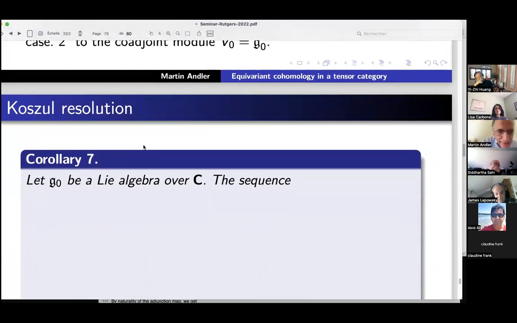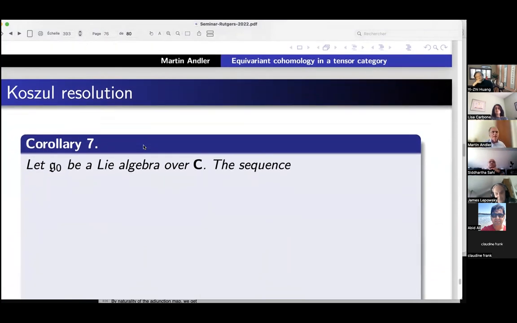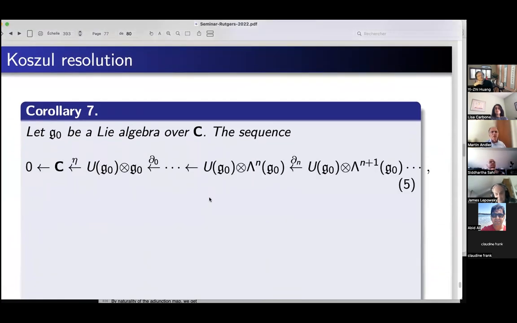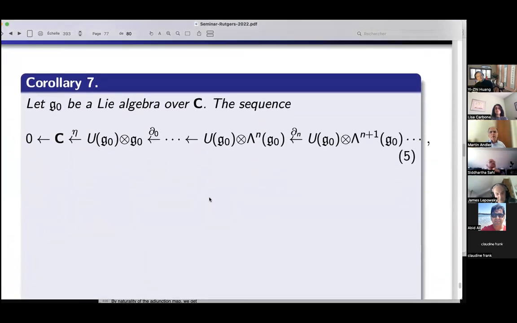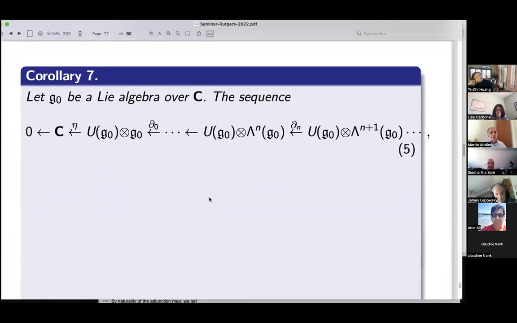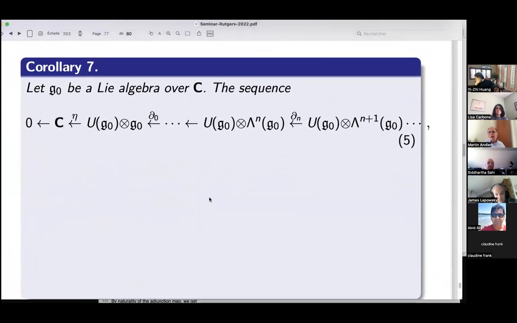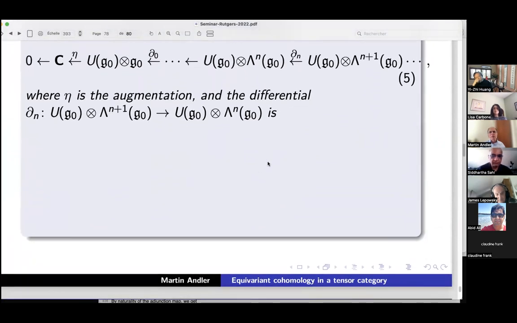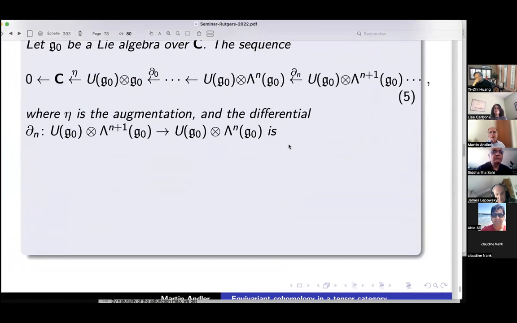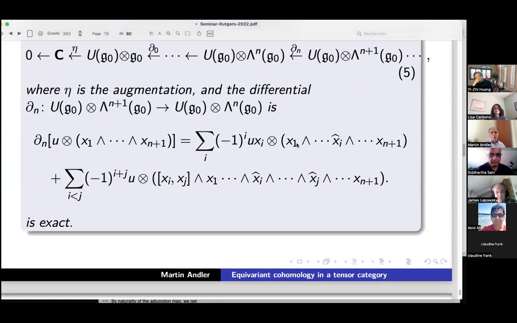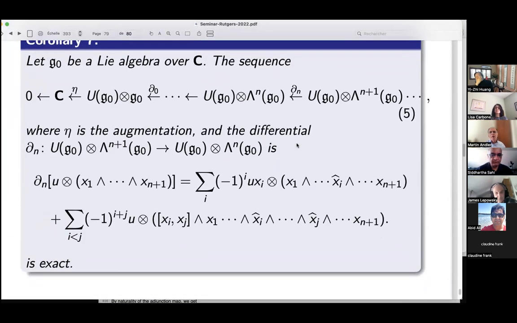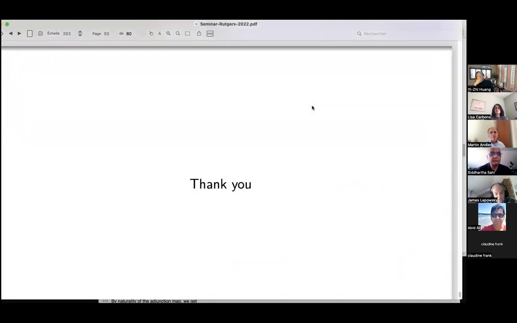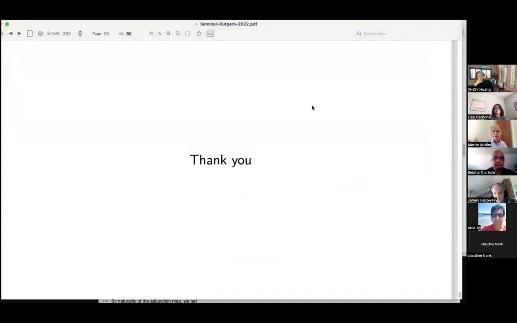The second classical result that is a consequence of our result is that you consider G0 a Lie algebra, then we consider this resolution of C by these guys where eta is the augmentation, and we have a differential d_n given by the usual formula. So this sequence is exact. So we do have a resolution. So I think I'm going to stop here.